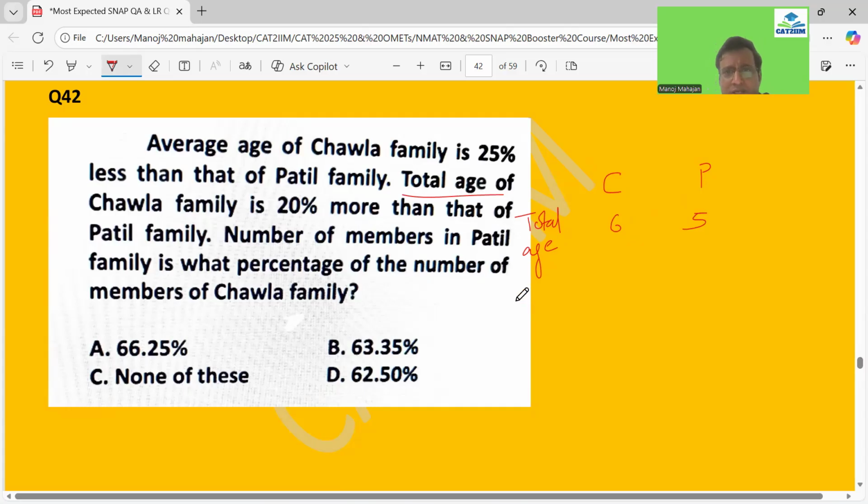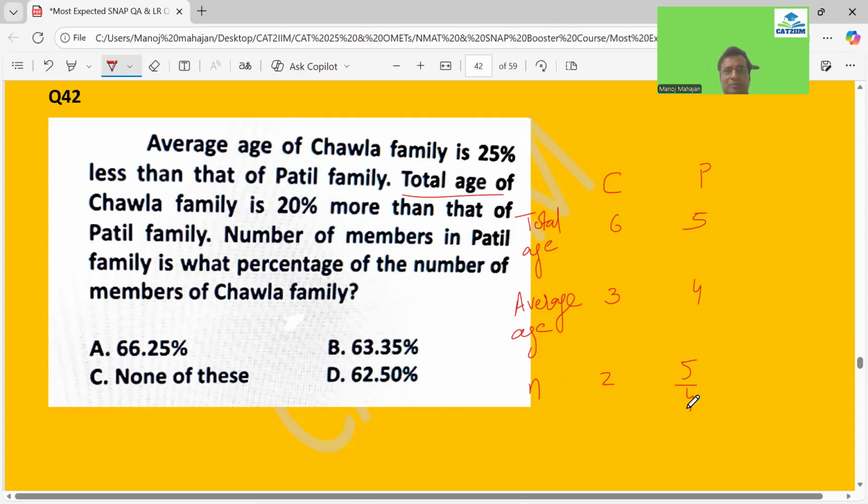Now the average age, if I look over here, is what? Of the Chawla family is 25% less. 25% is 1 by 4. So if I assume this is 4, this would be 3, right? 1 less. Now how to get the number of members? Total divided by the average, you can do it, right? So what do I get is 6 by 3, that is 2, and this would be 5 by 4.